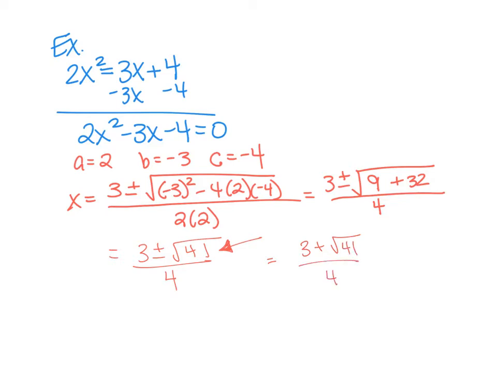So the first thing that I'm going to have to do is type in my plus, okay? Then I'll come back and type in my minus. So I'm going to do 2 problems here. First one I'm going to do is 3 plus the square root of 41 over 4. And then I'm going to do 3 minus the square root of 41 divided by 4.